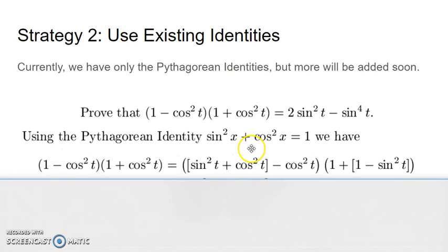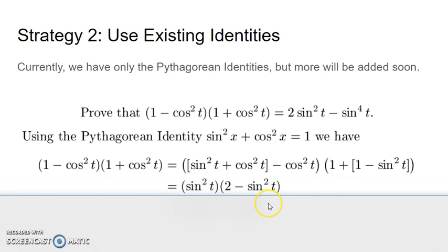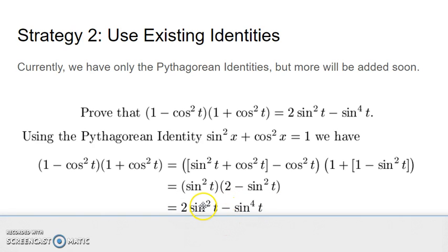Right, so the 1 becomes sine squared plus cosine squared. But also, this equation can be used to say cosine squared is equal to 1 minus sine squared, and I'm going to substitute that into the second factor. Then cleaning this up a little bit, I've got sine squared, because this cosine squared and negative cosine squared will cancel, and that's being multiplied onto 2 minus sine squared. And distributing does give me the right-hand side. Perfect.